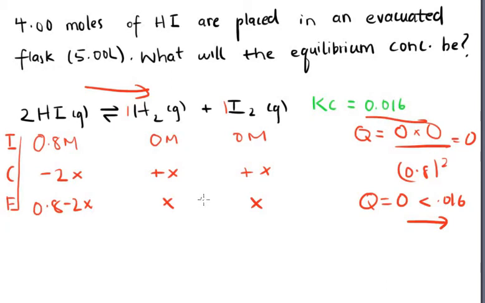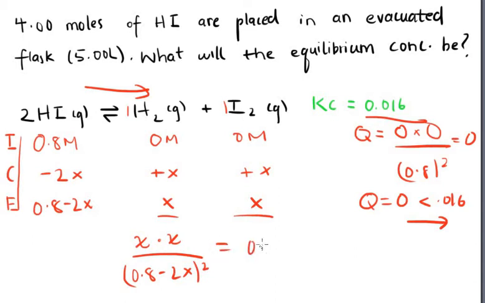Now we want to know what x is so that we can actually get the real number. So this is what we get based on the definition of an equilibrium constant. We get x times x, x and x, divided by 0.8 minus 2x squared. And this equals 0.016. Now we just need to find x.